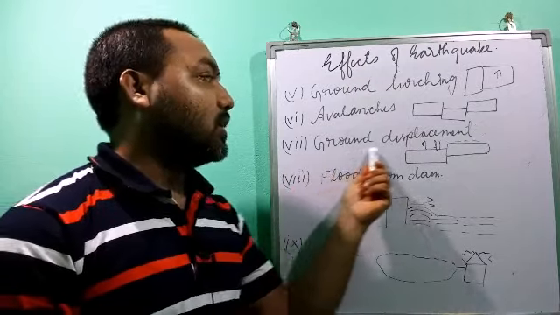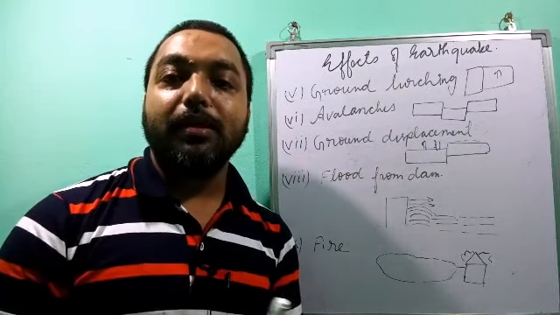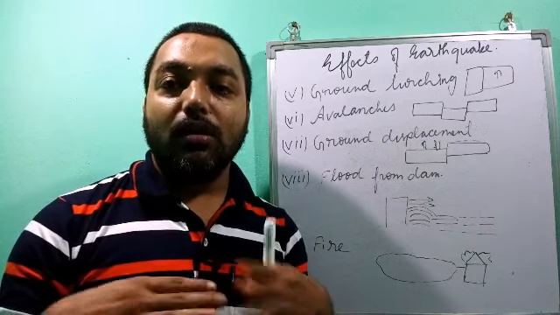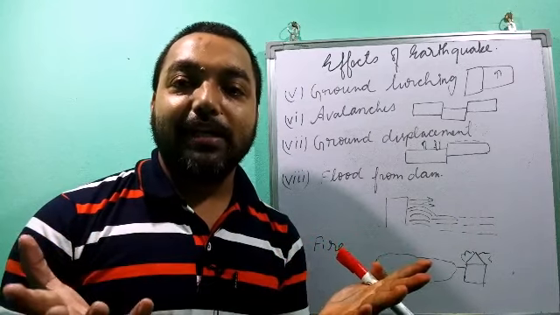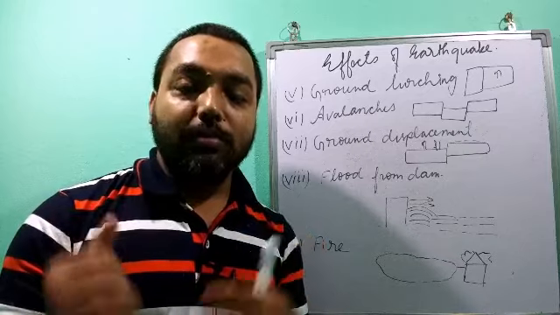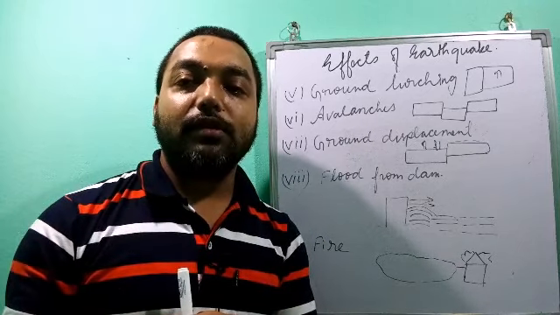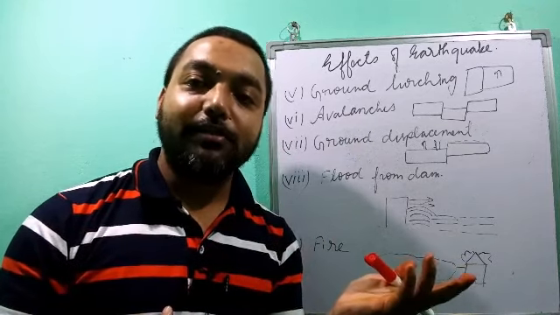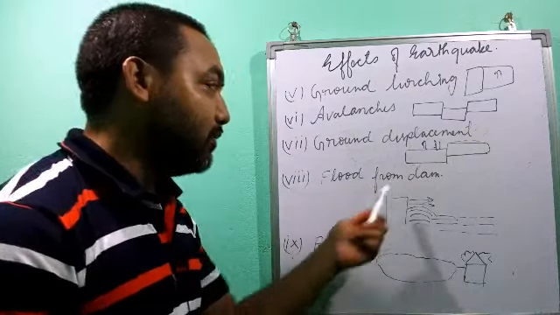So next is ground displacement. Displacement means an area which before was a plain area may become a pond, or before it was a green area, it may turn into a desert due to an earthquake.